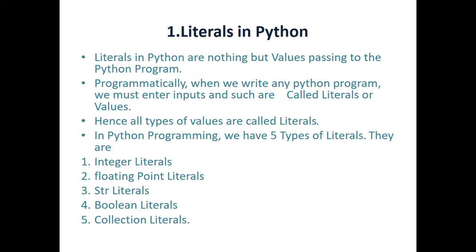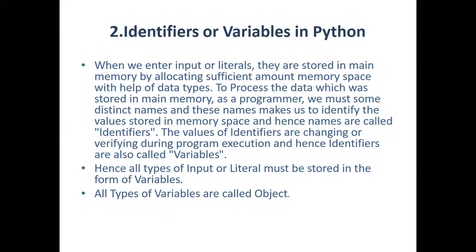Now, what do we understand by identifiers, which are also known as variables? Whenever we make any input or literal, it is stored in the main memory by allocating a sufficient amount of memory space with the help of data types. For the data stored in the main memory, as a programmer, we should give some distinct name to identify it, right?